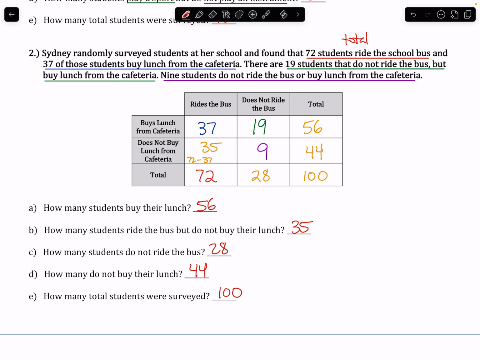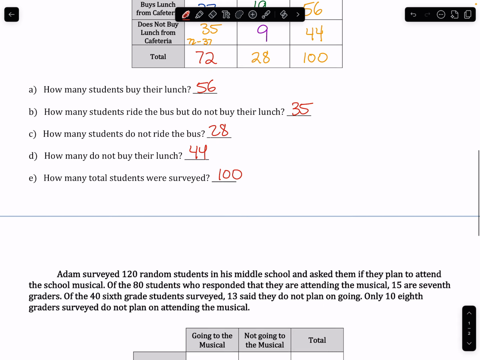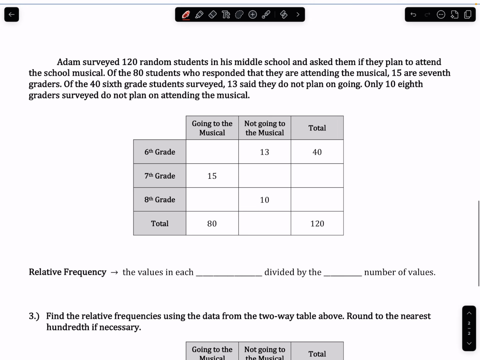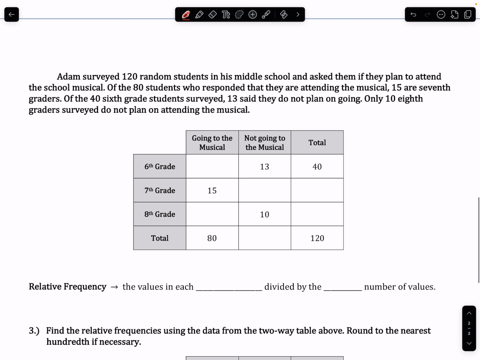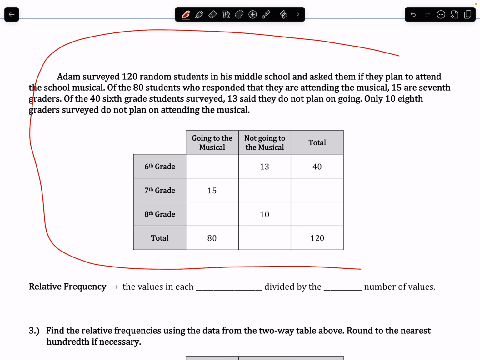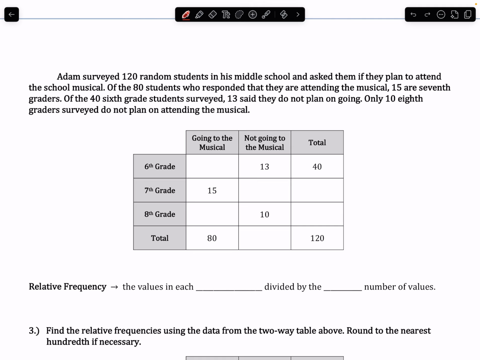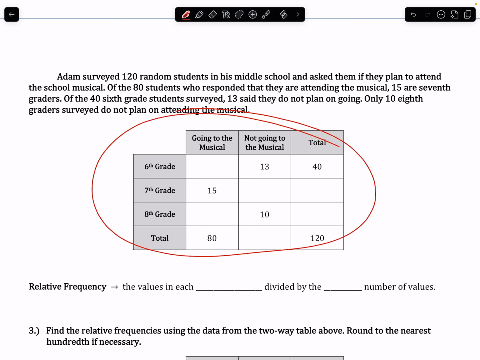Okay, so hopefully you're getting the hang of how these work and the important pieces of information we can take from them. I would really suggest right now that you try to fill this one out on your own. Don't worry about this part that says relative frequency. We'll get to that in a second. But at this point, I would highly recommend you try pausing the video, read through that problem, and see if you can fill out this table right here on your own.